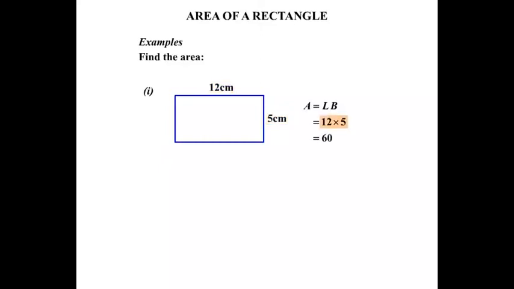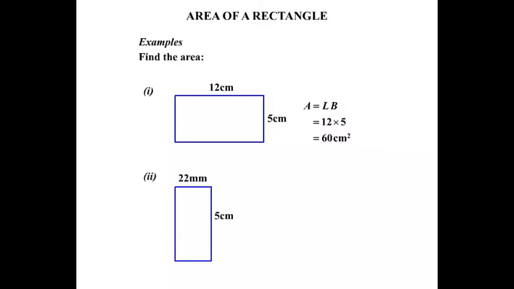to be 60. Now it's important though to write the units. We're dealing with centimetres, so in the area we'd write centimetres squared. Okay, we write centimetres with a little squared sign. It's also read as square centimetres.